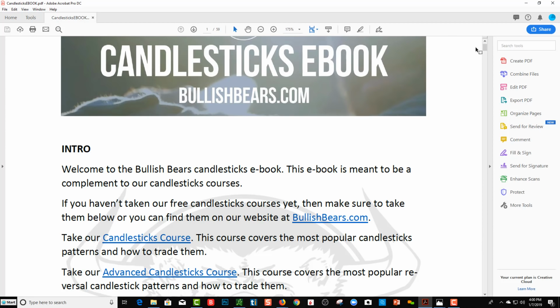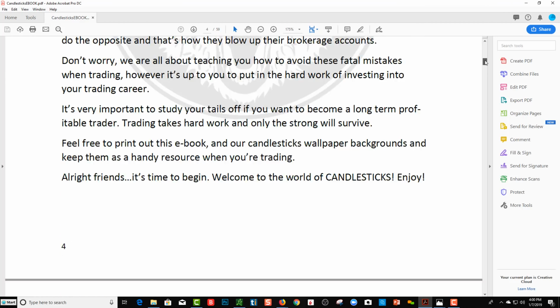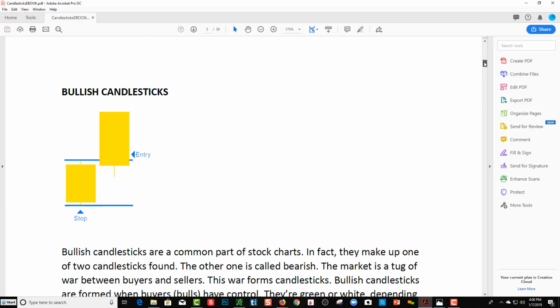And you're going to see in our ebook, here's kind of an introduction, but we walk you through bullish candlesticks, right? How to trade them with entries and stop losses. Bullish, again, you believe the stock is going up. It's a bullish candlestick. Bearish means you believe the stock is going down. So on a candlestick chart, you'll see typically bullish candlesticks are green, and then bearish candlesticks will be red.